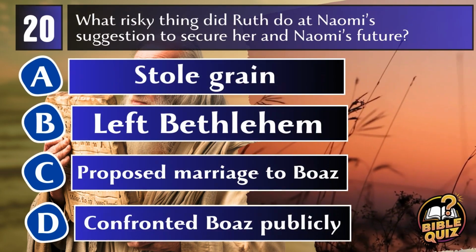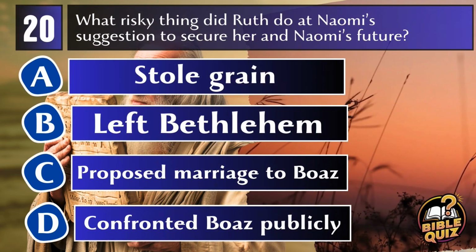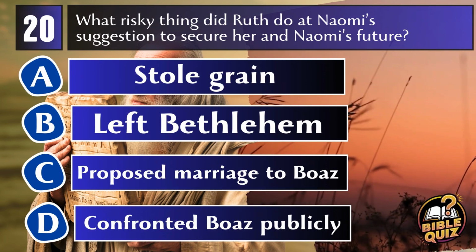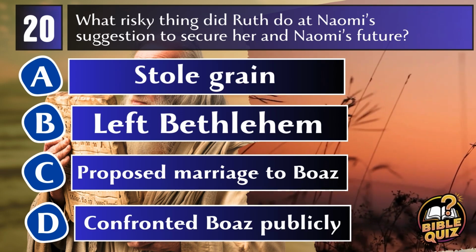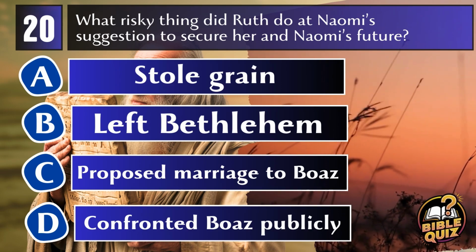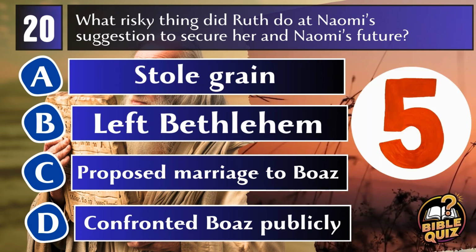Question 20. What risky thing did Ruth do at Naomi's suggestion to secure her and Naomi's future? A. Stole grain. B. Left Bethlehem. C. Proposed marriage to Boaz. D. Confronted Boaz publicly.